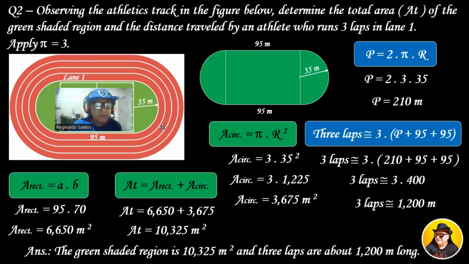And so we have an answer. The green shaded region is 10,325 meters squared, and 3 laps are about 1,200 meters long.